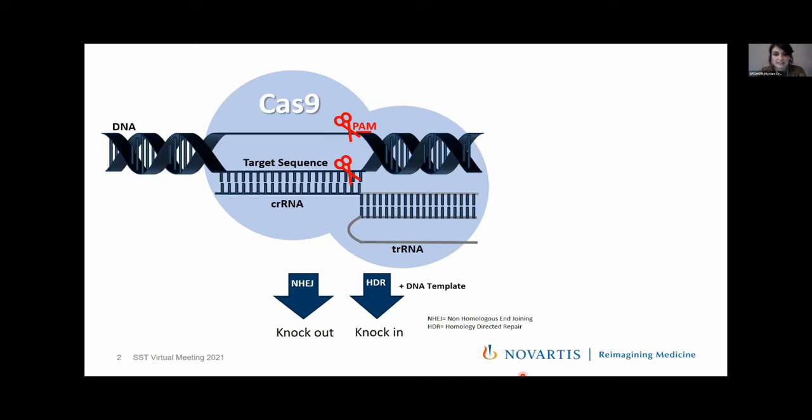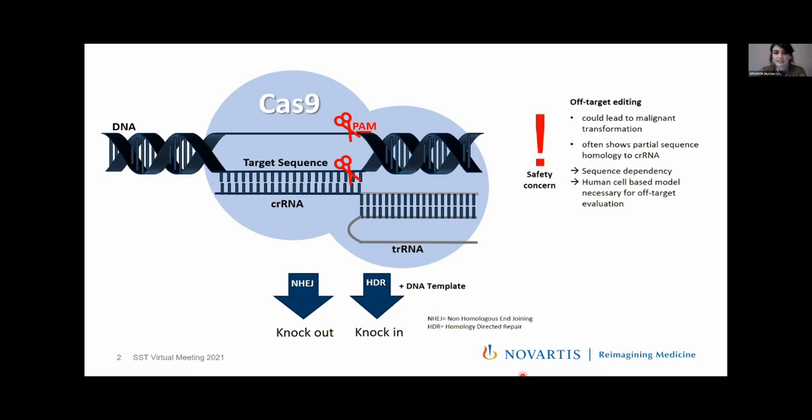For example, the editing can not only happen in this human target sequence, but somewhere else in the genome. And then this is called off-target editing. And this can be dangerous because, for example, if this happens in an oncosuppressor, which is then knocked out, it could lead to malignant transformation. And it has been shown that the CRISPR RNA could show a partial homology to the target sequence. So the off-targets are sequence dependent, which is why for off-target analysis, we need a human cell-based system.